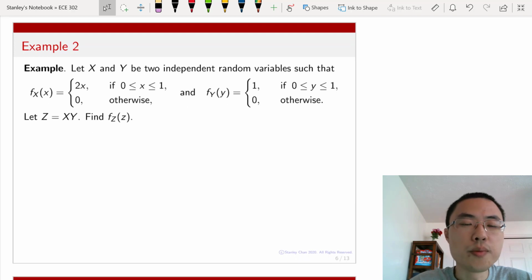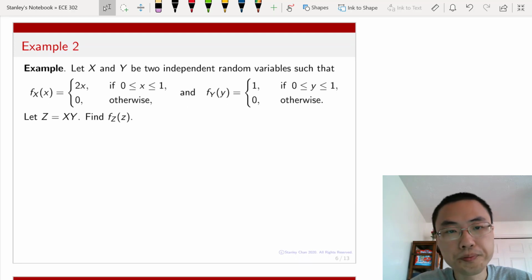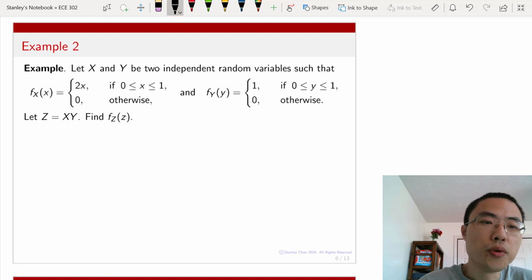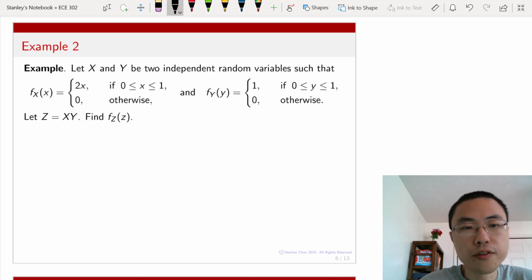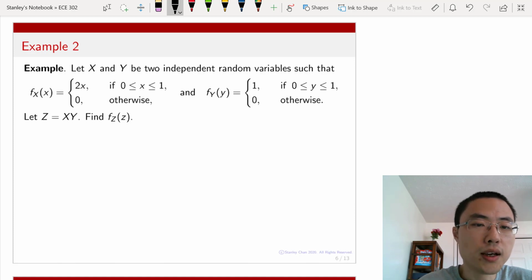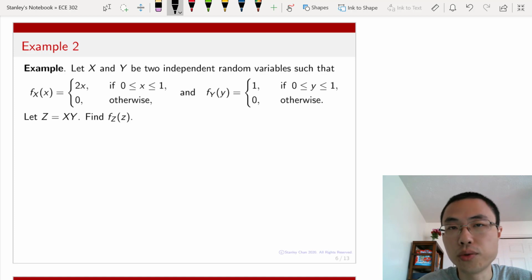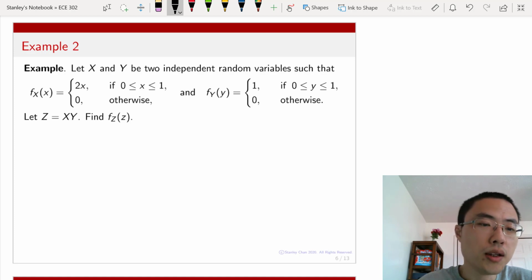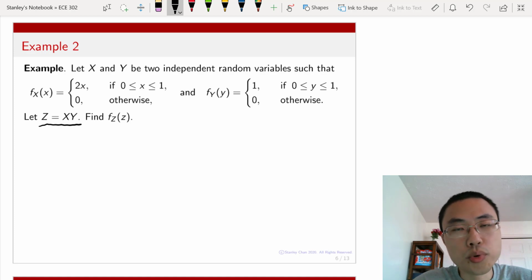Okay, so now let me go to the second example. In this example, I again have a pair of random variables, x and y, and they have two specific forms, which I do not need to care about until I do the calculation. And now this is a little bit interesting. Z is the product of x and y, no longer the sum. And my question is, how do you find the PDF of z?